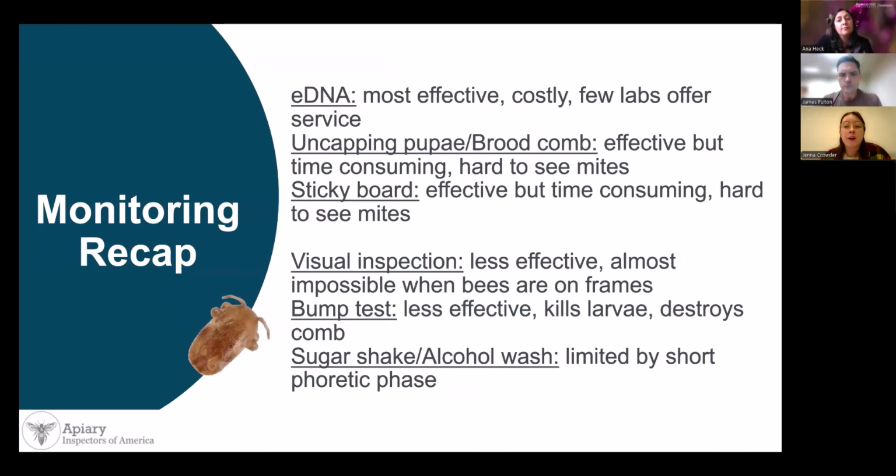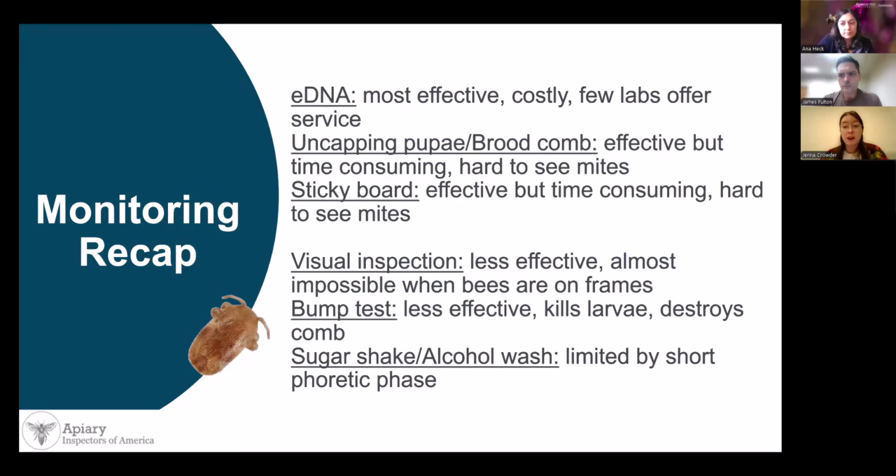Other forms of monitoring that were also discussed briefly in the previous session would be eDNA. So this is arguably the most effective detection method, but it is costly and few labs offer the service. And we're going to have James talk a little bit more about that in just a bit here. Uncapping pupa and brood comb is also effective, but that is very time consuming and it can be difficult to see the mites in the field. Even under the microscope, it's difficult.